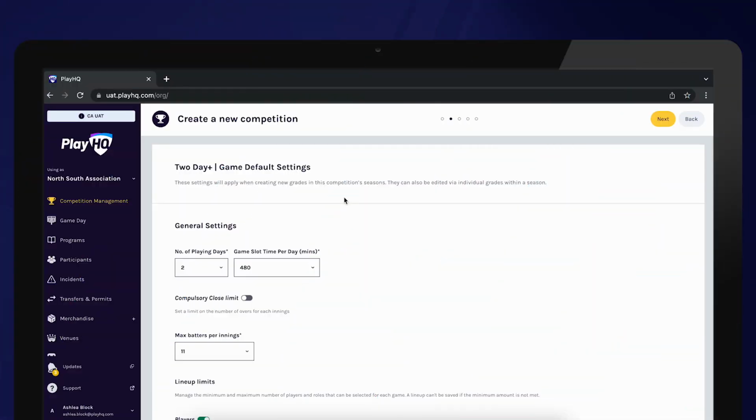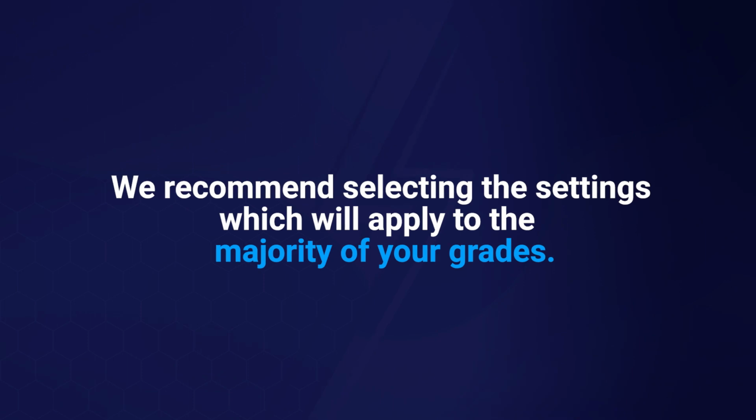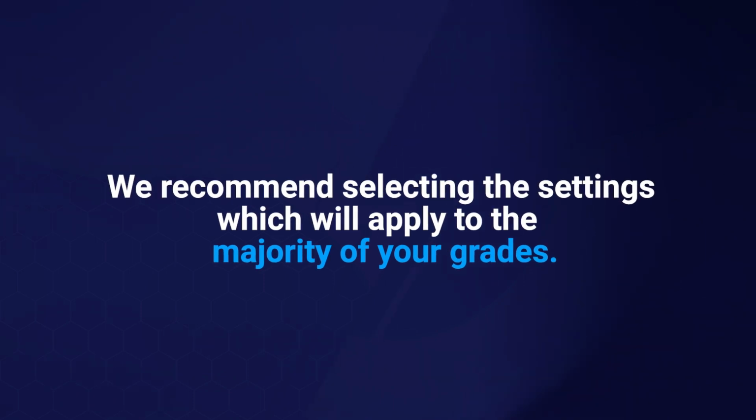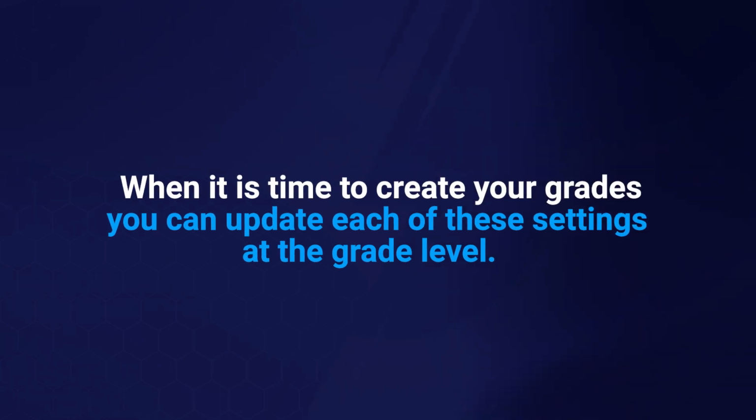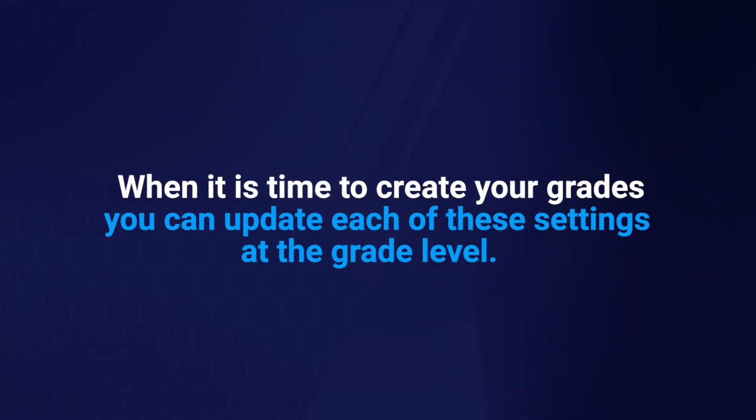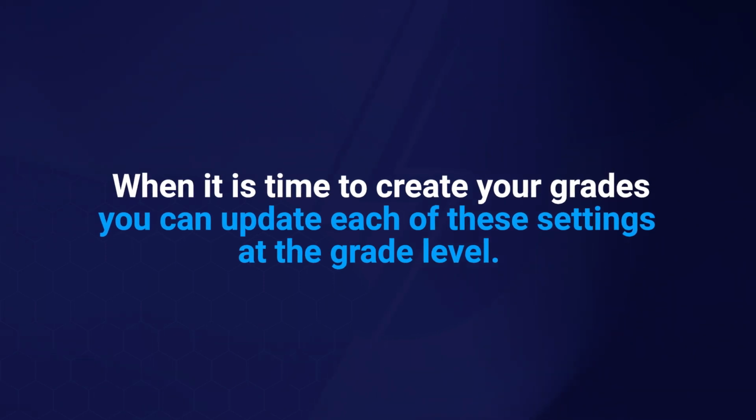Next, you enter your game and grade default settings. These settings will apply to all grades you create within your competition. We'd recommend selecting the settings which will apply to the majority of your grades. When it is time to create your grades, you can update each of these settings at the grade level. For example, an A-grade competition may have very different rules compared to your other grades.